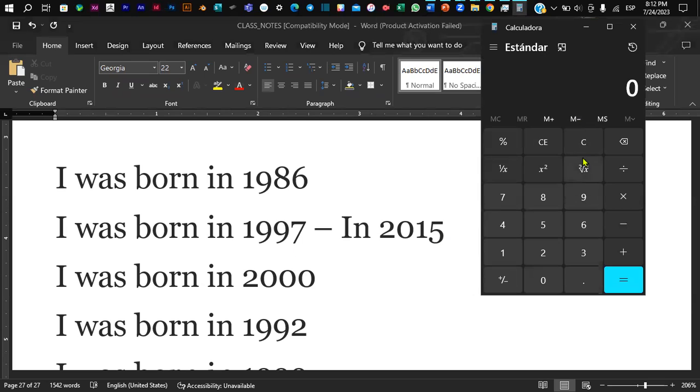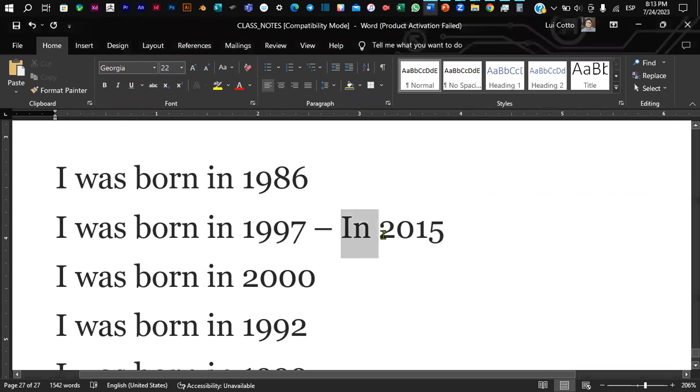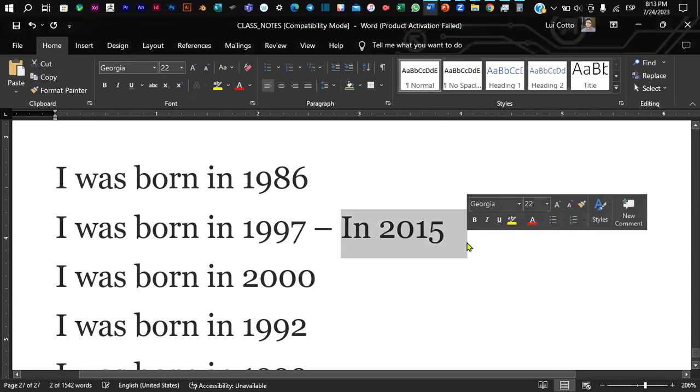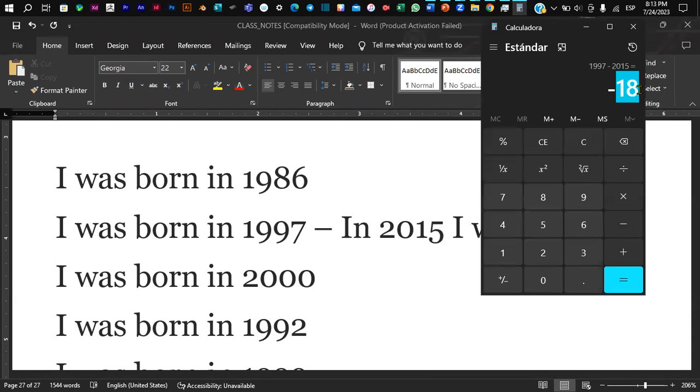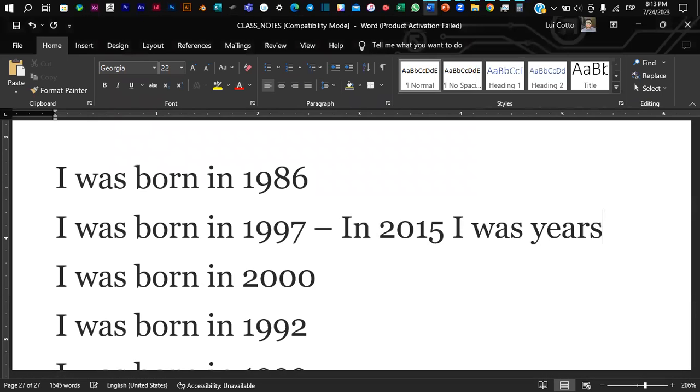Okay, now the calculator. 1987 minus the year 2015. Correct. I was, and the result, 18 years old. Perfect. There you go.